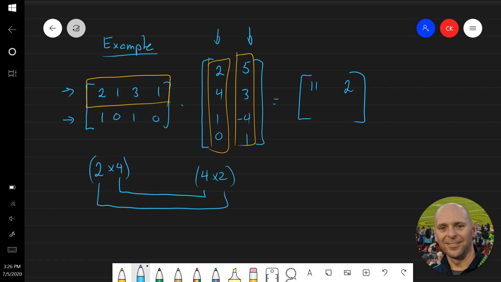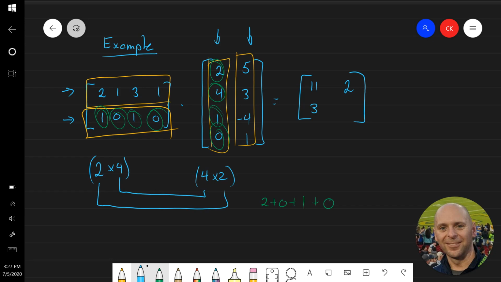Now we get the new part of this, which is we take the second row and multiply it times each of our 2 columns. So when we go through that, let's be a little careful with our arithmetic here. We're going to have 1 times 2, which is 2, plus 0 times 4, which is 0, plus 1 times 1, which is 1, plus 0 times 0, which is 0. And that adds up to 3. So the element here is 3.